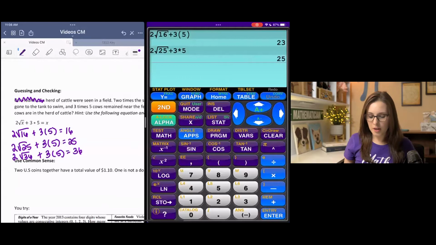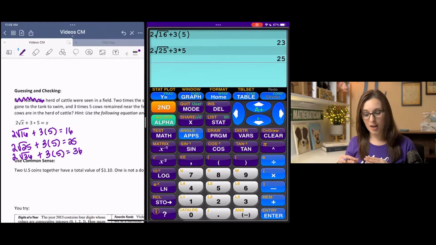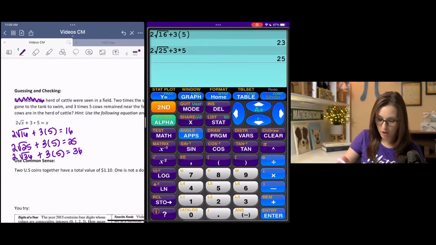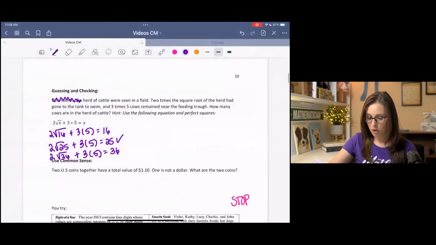You can see in my calculator that I went ahead and typed in the first example. 2 times square root 16 plus 3 times 5 does not equal 16, so that's not it. 2 times square root 25 plus 3 times 5 does equal 25, so I actually don't need to go any further. This equation checks out, which means that there were 25 cows.